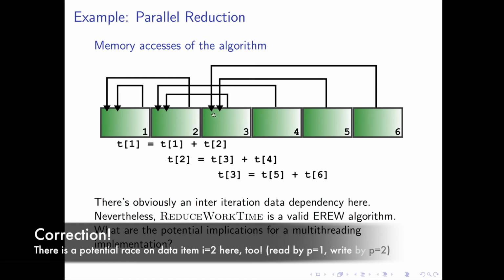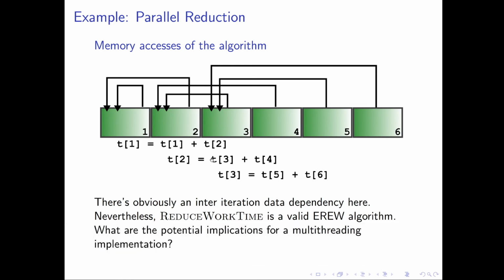But as soon as we have a look at what processor 3 does, processor 3 actually writes to the temporary array here at address number 3. And when we're in a lockstep architecture, then this is no problem. But when we're in a multi-threading architecture, we have a potential data race, because we don't know yet if this write access here has happened before or after this read access. So we'll get a data race, right?